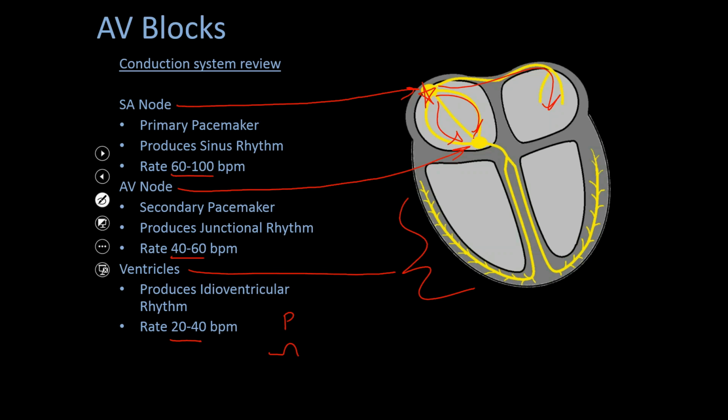Then that depolarization travels down through the AV node, where it's delayed slightly, until it reaches the ventricles and initiates ventricular depolarization, which is represented by your QRS complex. Now everything that depolarizes has to repolarize, and repolarization of the ventricles is represented by the T wave.